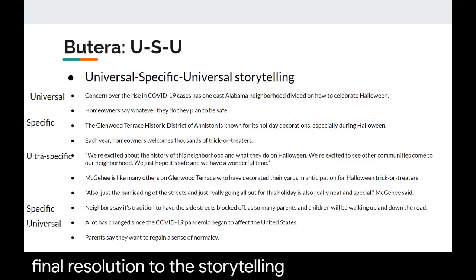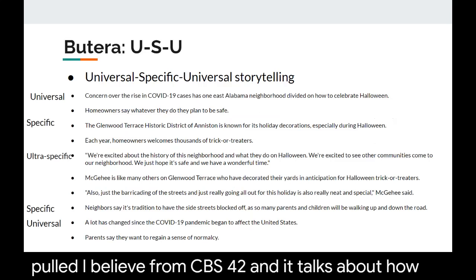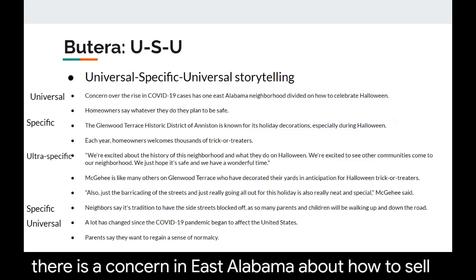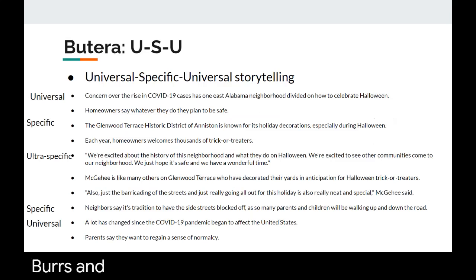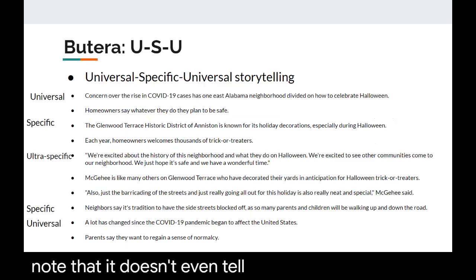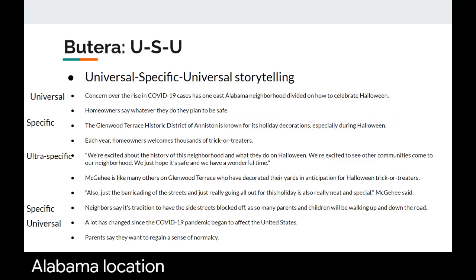Here's an example. This story was pulled, I believe, from CBS 42, and it talks about how there is a concern in East Alabama about how to celebrate Halloween, given the recent rise in COVID numbers. And so it starts out with this universal issue. Note that it doesn't even tell us what neighborhood it is; it just gives us a very universal, generic East Alabama location. So then it says homeowners say whatever they do, they plan to be safe.